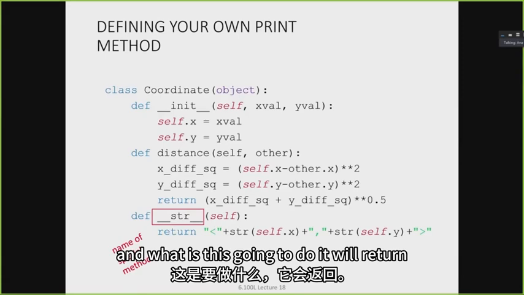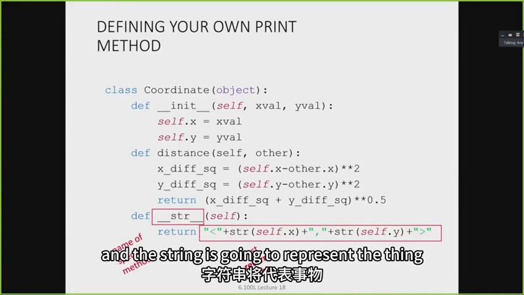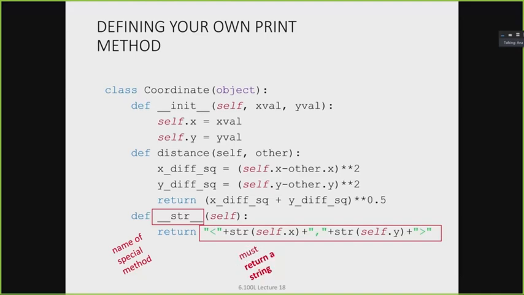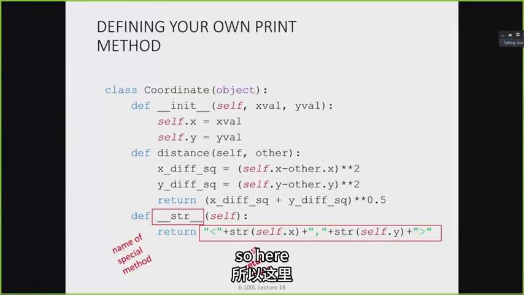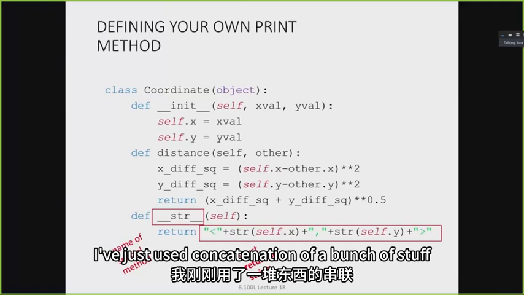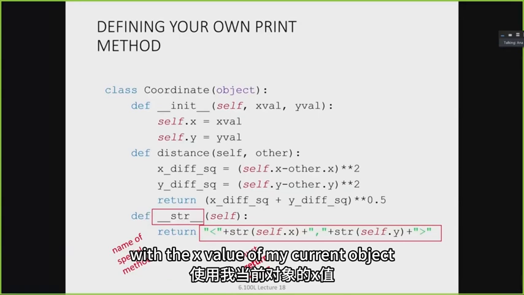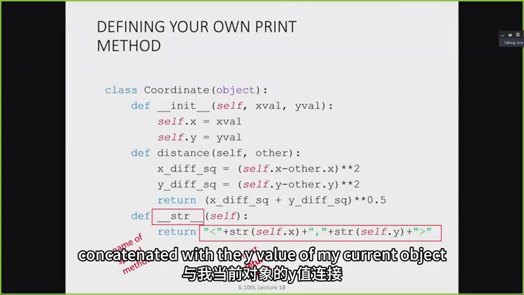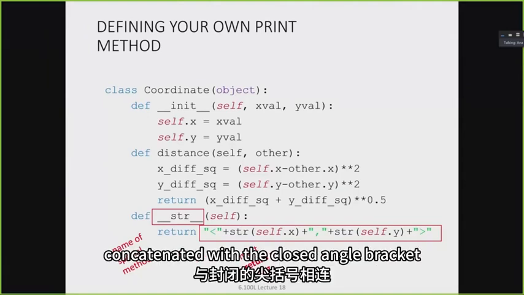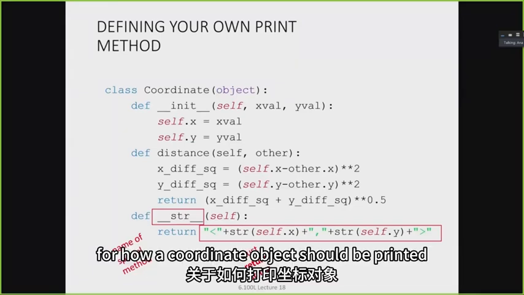And what is this going to do? It will return, not print, return a string. And the string is going to represent the thing you want to be printed out. Right? So it returns a string, doesn't print it. However you want to make up the string is up to you. So here I've just used concatenation of a bunch of stuff. So I'm concatenating the angle bracket with the x value of my current object, cast to a string, concatenated with the comma, concatenated with the y value of my current object, cast to a string, concatenated with the closed angle bracket. Right? That's the design decision we made for how a coordinate object should be printed.